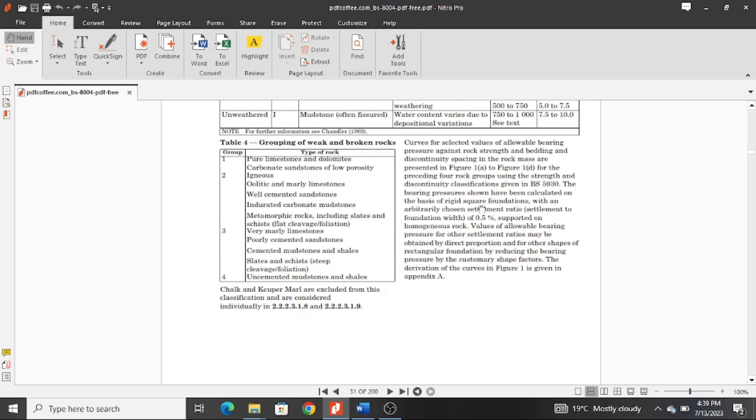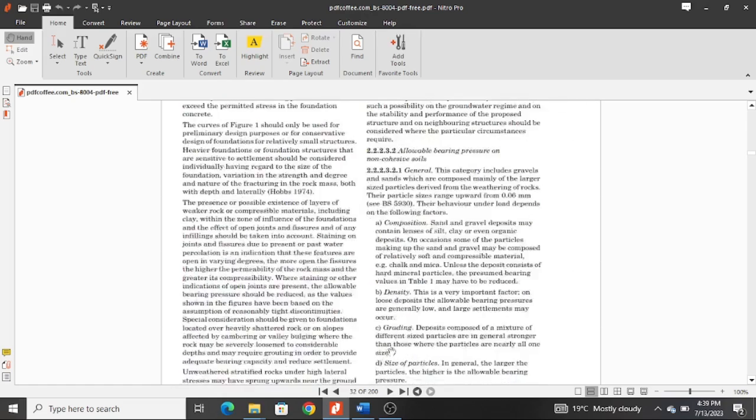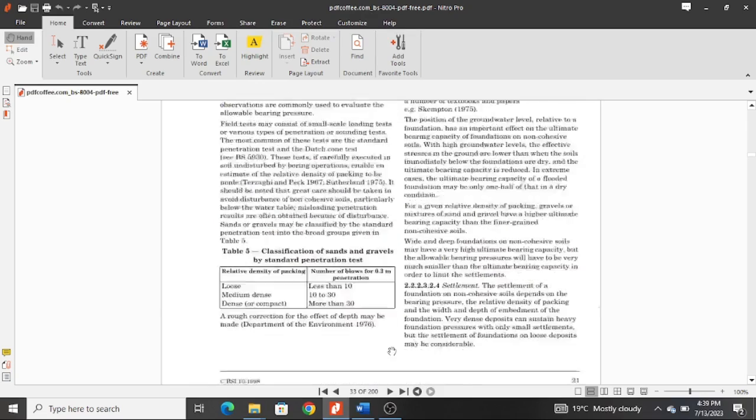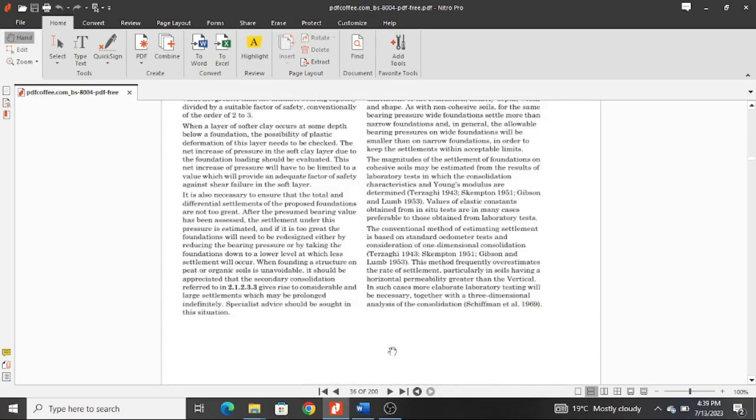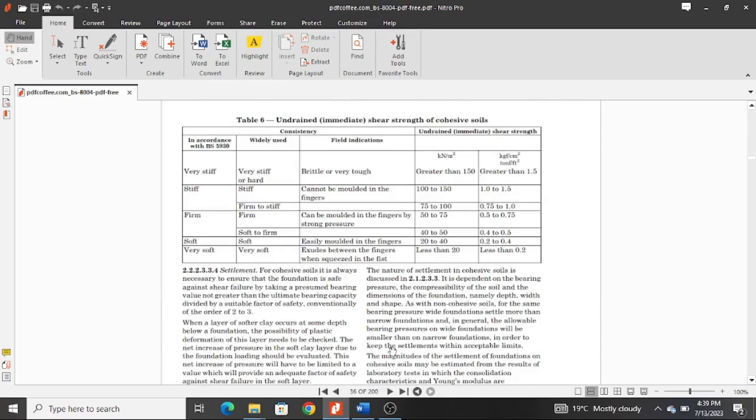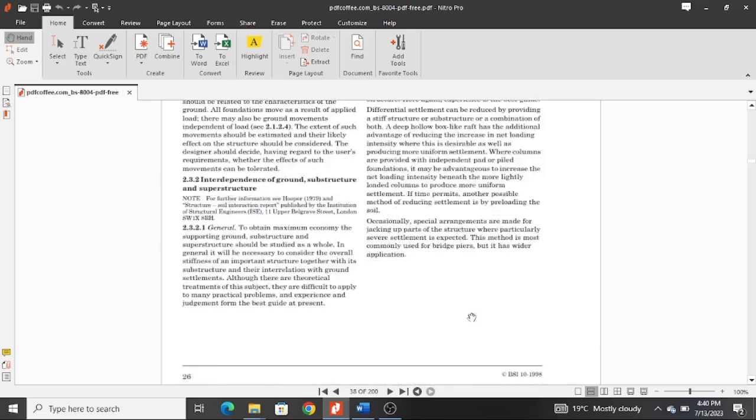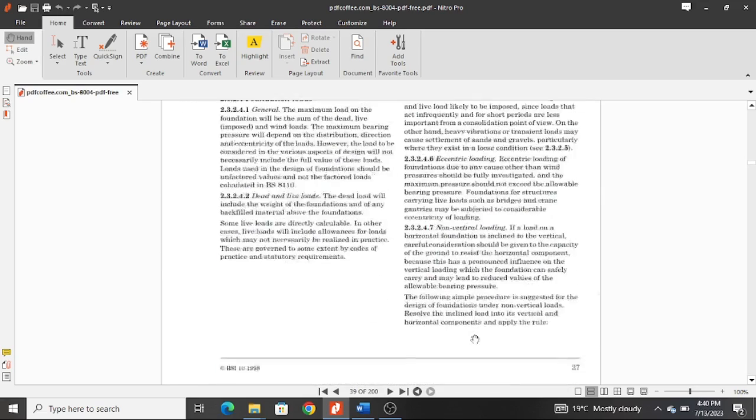Just find your own time, download this code. It is freely online. As you can see, I downloaded it from pdfcoffee.com, so you can get it freely online, and it can guide you on how to design foundations. So now we rush to page 36. See, undrained immediate shear strength for cohesive soils, and then they have been listed here. These are just basically average values that they had obtained over the years.